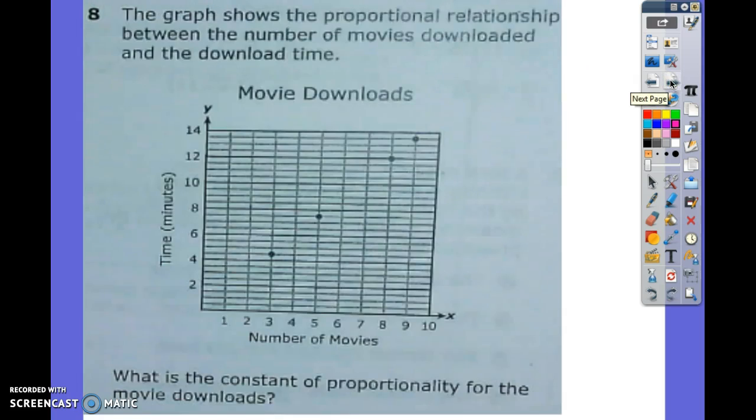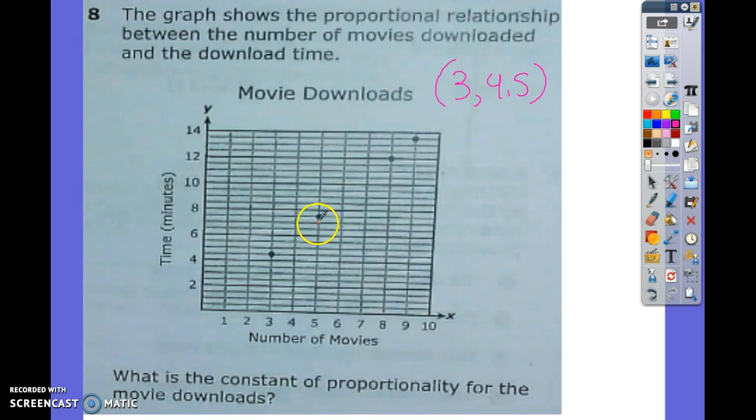The graph shows the proportional relationship between the number of movies downloaded and the download time. What is the constant of proportionality for the movie downloads? So we have our x-axis is our number of movies, and our y-axis is our time in minutes. We are going to need to get our ordered pairs. So I have a point right here, so my x is 3, and my y is going to be 4.5. So one of my ordered pairs is 3 and 4.5.